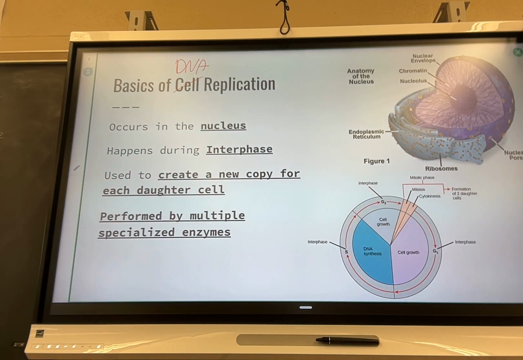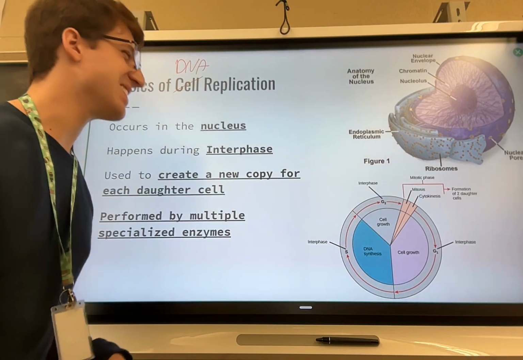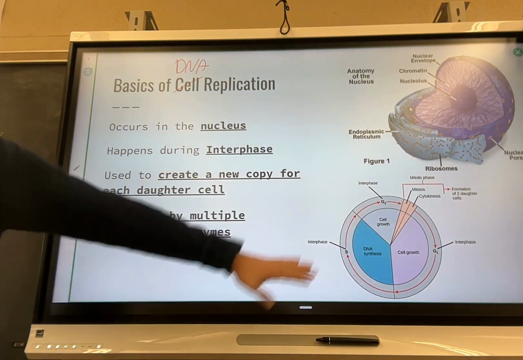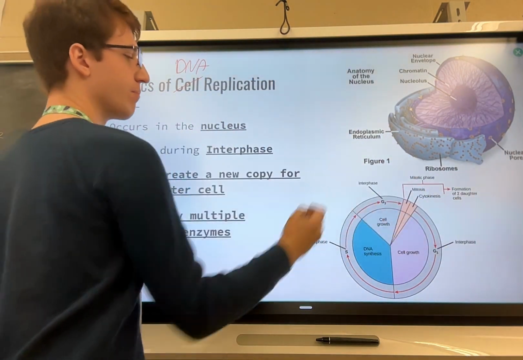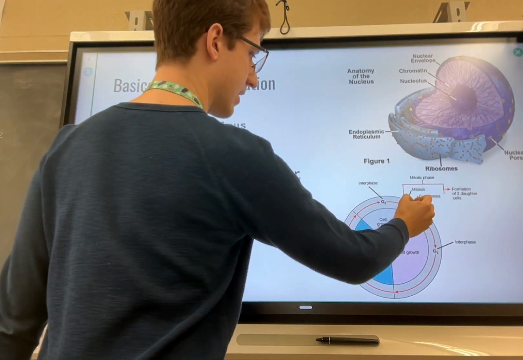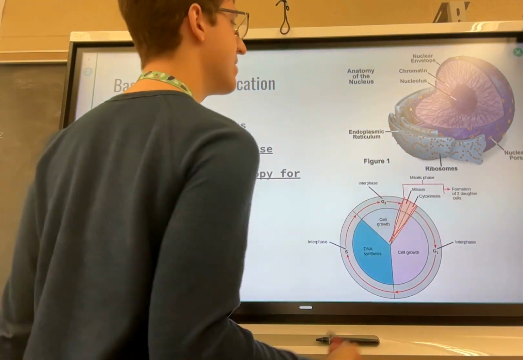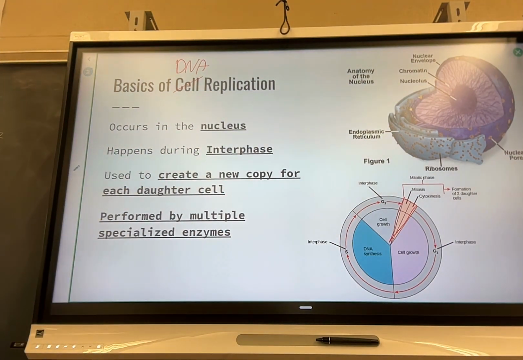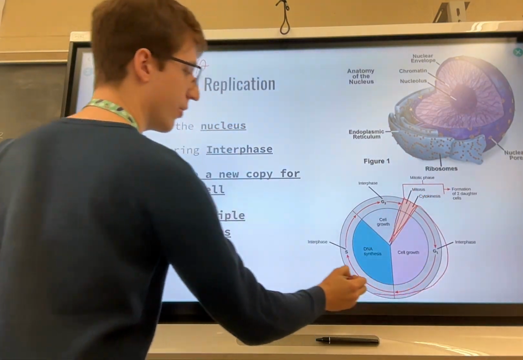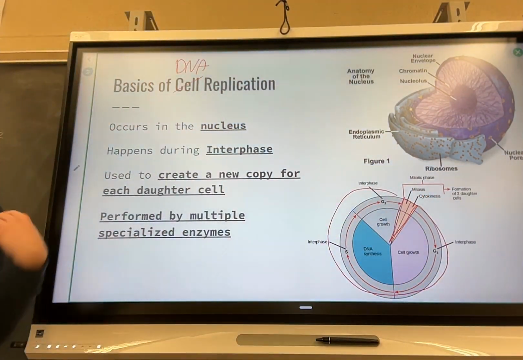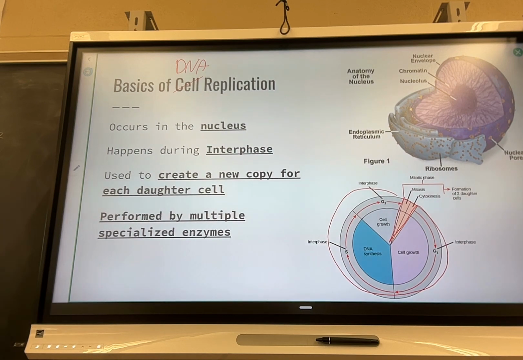This process of DNA replication is going to occur in a stage called interphase. We look at DNA replication and cell replication as kind of a calendar. You can see down here on the bottom we have this circular diagram, and this tiny pink sliver is our actual cell division. It only takes up a tiny bit of the cell's life. The rest of it is devoted to growth, to copying its DNA, and more growth.